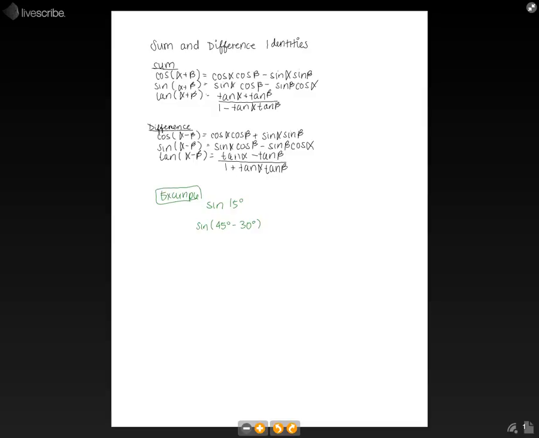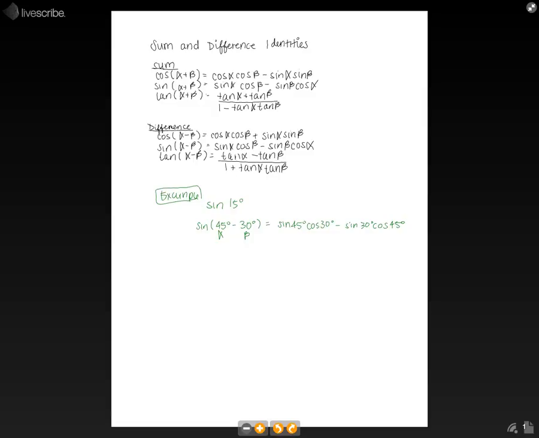So if we use the difference formula for sine, we see that it's sine alpha cosine beta minus sine beta cosine alpha. In this case, our 45 degrees is alpha, and our 30 degrees is beta. So this means we're going to take the sine of 45 degrees times the cosine of 30 degrees minus the sine of 30 degrees times the cosine of 45 degrees.